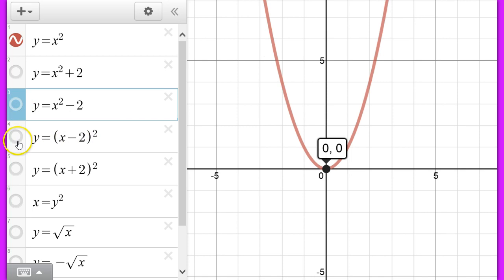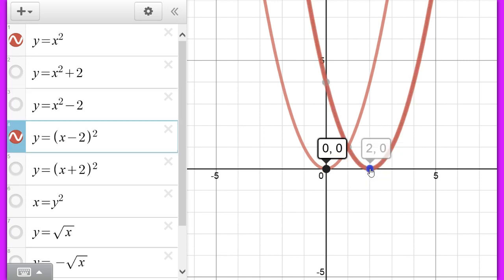Now I'm looking at line 4. So I have the line y equals x minus 2 squared. The graph of this quadratic actually shifts to the right 2. I'm just reviewing some of the transformations that you've already seen before. So now we have that vertex here at 2, 0.